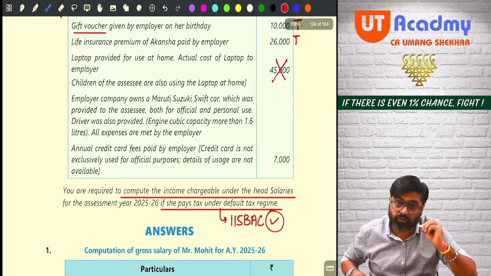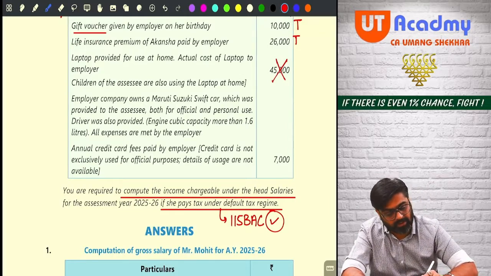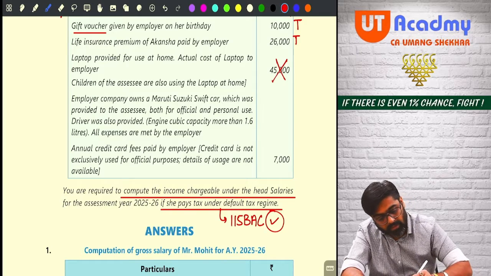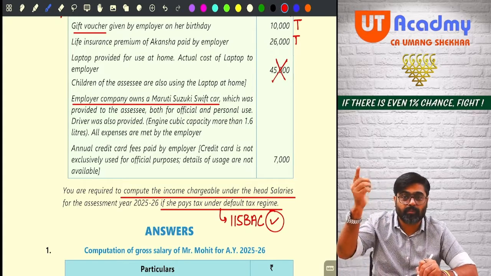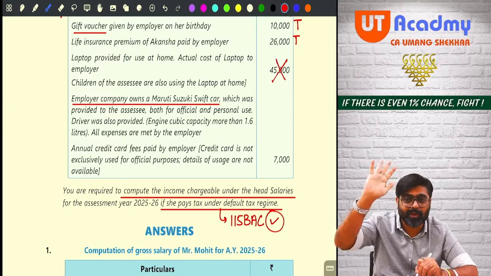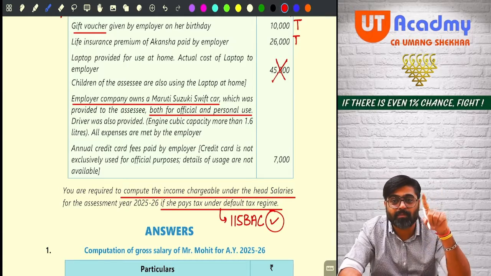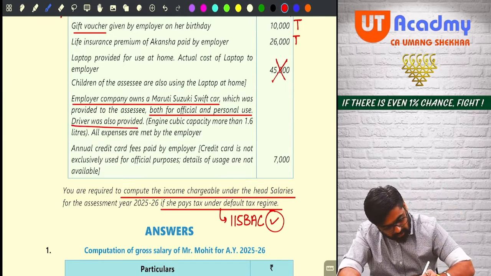Next one. Employer company owns a Maruti Suzuki Swift car which was provided to the assessee both for official and personal use. One minute. Employer company owns a car. Car belongs to employer. The use was official and personal, POPP, partly official, partly personal. And the driver was also provided.